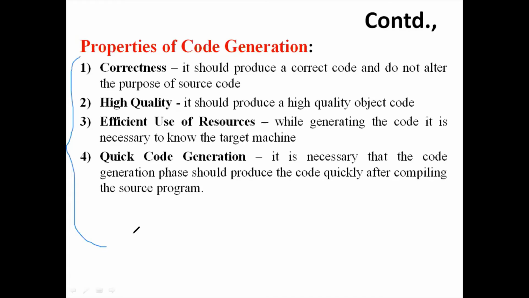Third one, efficient use of resources. While generating the code, it is necessary to know the target machine you are generating code for. After that, you need to know the target machine for the given instruction, which resource you are using for the given data, and you have to specify it for the given data. That is the main thing here.